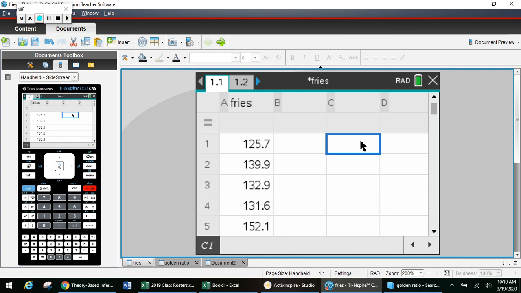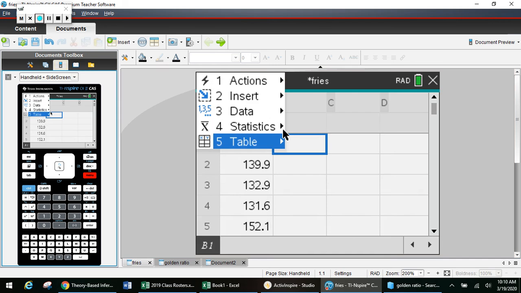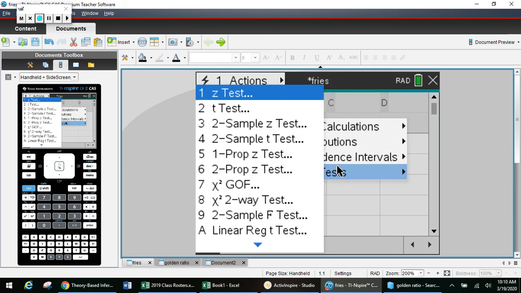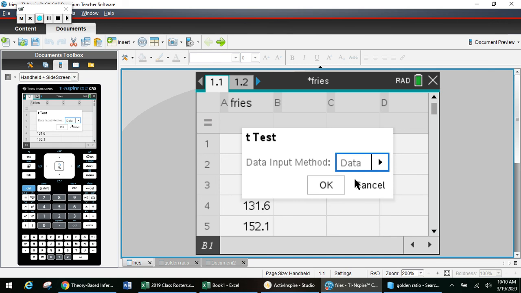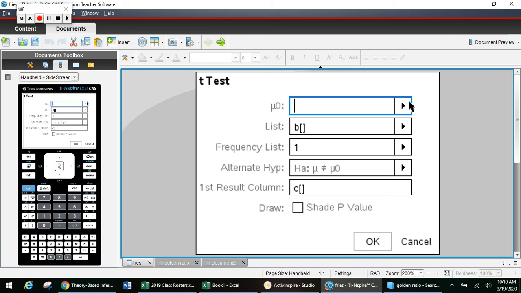But in the first blank column, first blank row, I can actually just run the hypothesis test. If my data is in there, menu, stat tests, and if I just go to a t-test, it's right there. And I have the data, so I leave it. If I just had the x bar and s and n, I would go to stats, but I have the data. Mu naught, so that's my H0, 171.